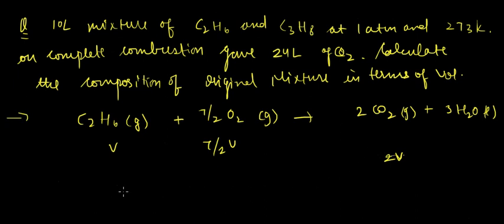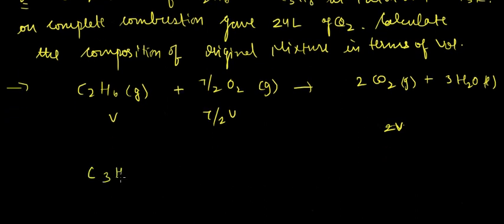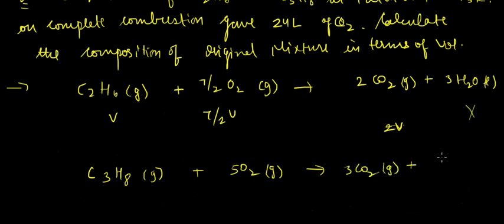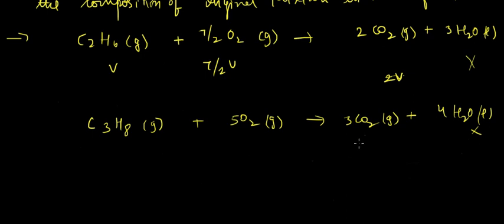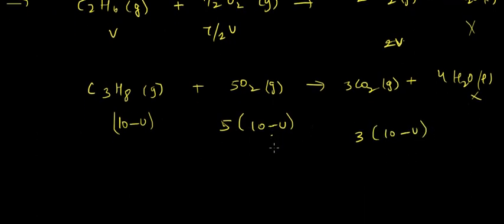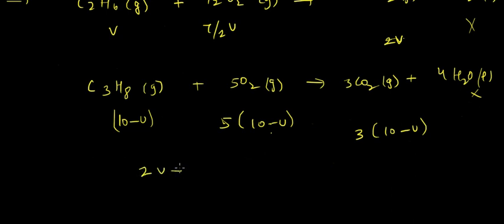of CO2. Okay, and we also have C3H8, which on reaction with 5 moles of O2 gas will give 3 moles of CO2 gas plus, this would be negligible, and 4 moles of H2O. We are again neglecting this. So again we are having 10 minus V volume of C3H8, which will require 5 into 10 minus V, and forming 3 into 10 minus V volume of CO2 gas.